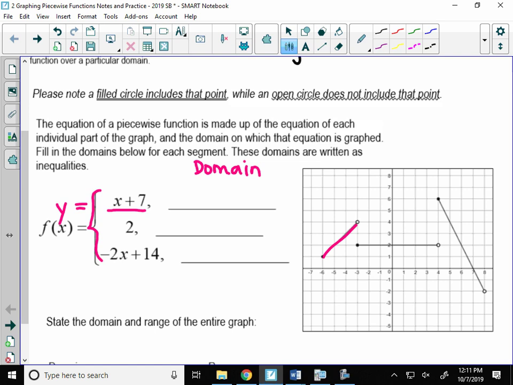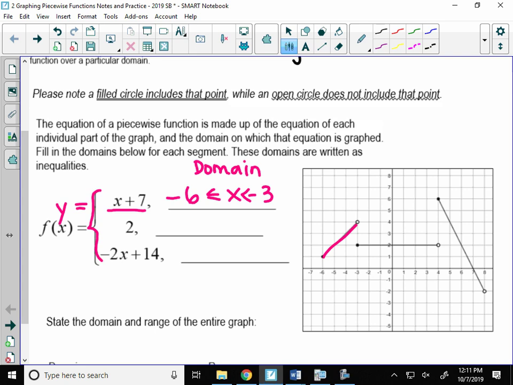So if I look at this left section here, we always write the domain as an inequality within the function. So what is the domain of this left piece right here? -6. Now there's a closed dot there, so what symbol goes after the -6? Less than or equal to x. And the domain goes until what x value? -3. Oh, and I forgot my symbol. That's a less than because it's an open dot. That would be the domain on which the graph x plus 7 is graphed. I didn't graph the whole thing, I just graphed that little piece of it.